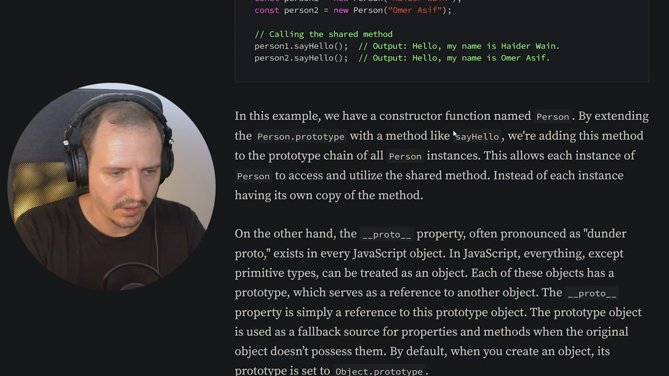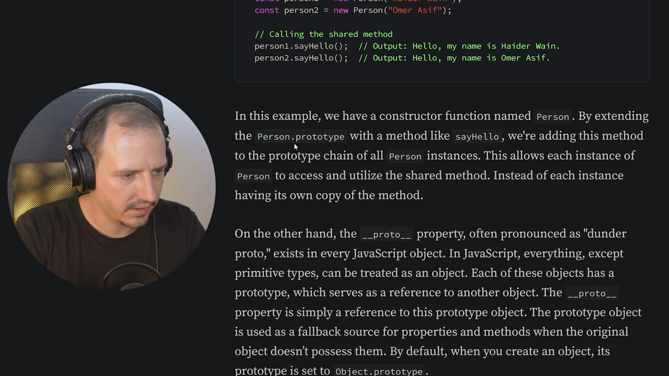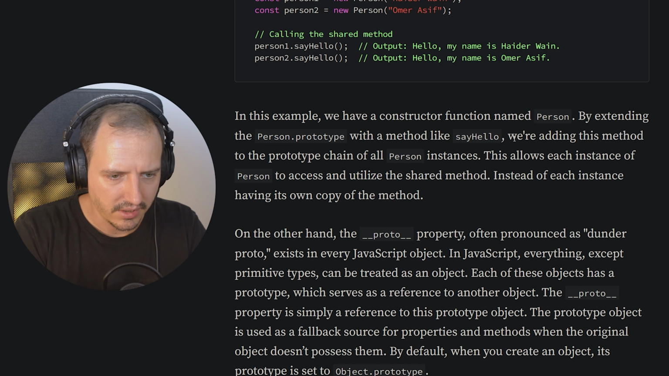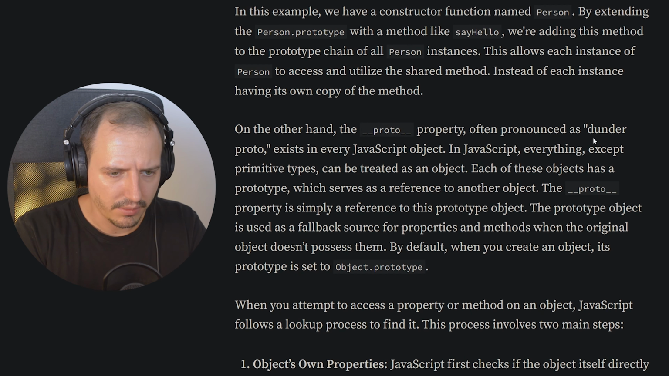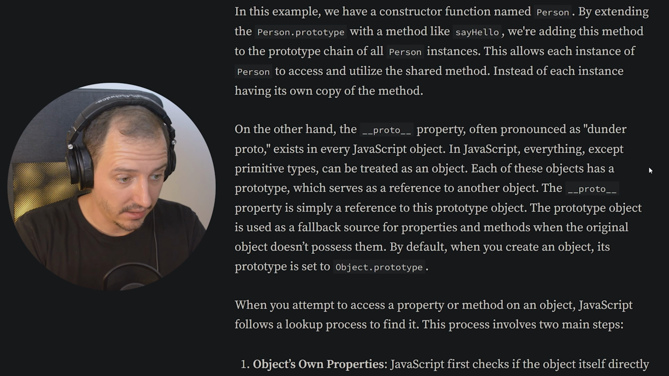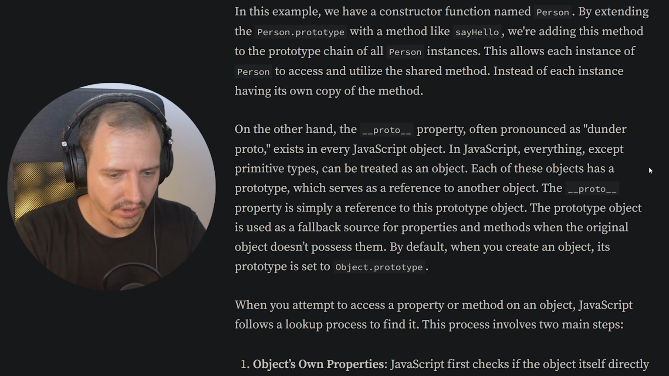In this example, we have a constructor function named Person. By extending the Person prototype with a method like sayHello, we are adding this method to the prototype chain of Person's instances. Yes, this allows each instance of Person to access and utilize the shared method, instead of each instance having its own copy of the method. On the other hand, the __proto__ property, often pronounced as dunder proto, exists in every JavaScript object. Yes, in JavaScript, everything except primitive types can be treated as an object. Each of these objects has a prototype which serves as a reference to another object. The __proto__ property is simply a reference to its prototype object.